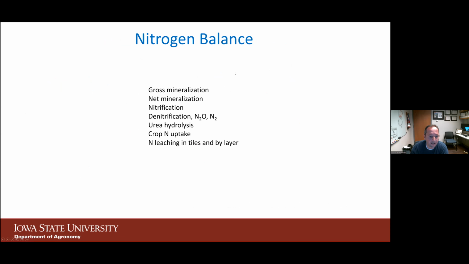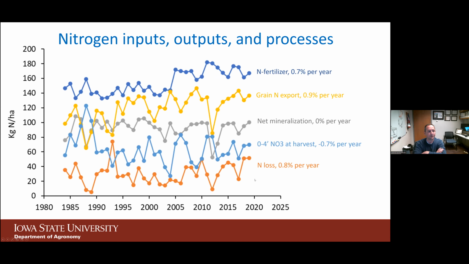Nitrogen balance. The model can simulate mineralization, gross and net nitrification, denitrification, and the partitioning of the greenhouse gas emissions, urea hydrolysis, crop uptake, and of course, nitrogen leaching in the tiles and by each layer, including below the tile line. Now, let's stay a little bit on this graph, where we summarize all the main components of the nitrogen balance.